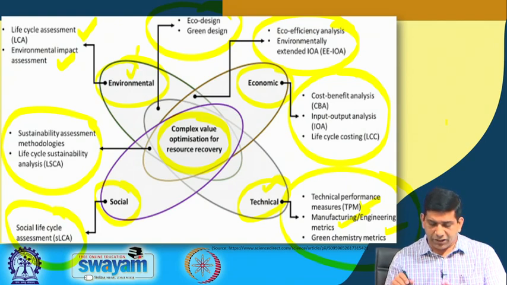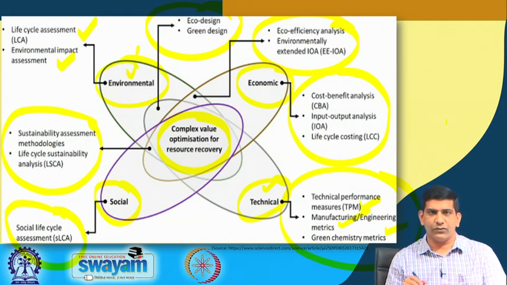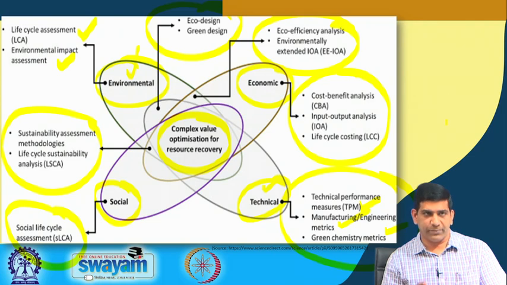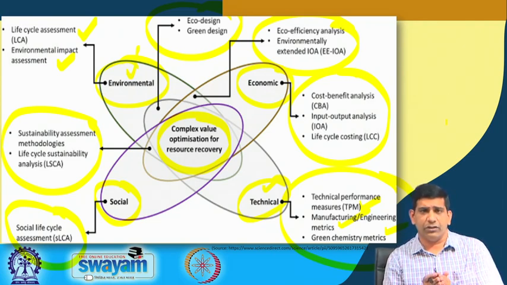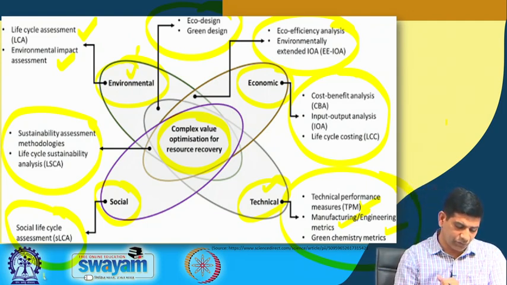So in general, all of these lead to a complex value optimization problem for resource recovery. That's how things need to be put into perspective. Whenever we go for a resource recovery project, from an environmental point of view, we have to look at these factors. We have to look at the environmental issues, the social, economic, and technical, operational issues, whether it is going to work and how it is going to work.